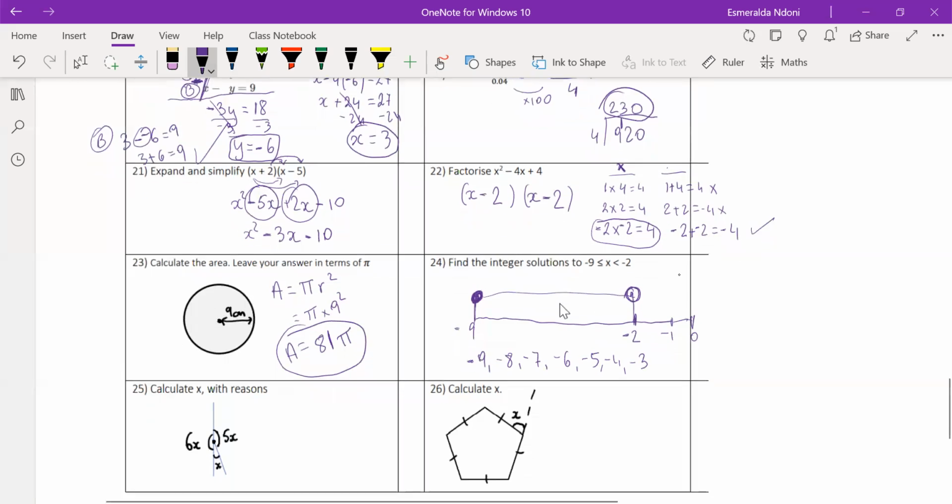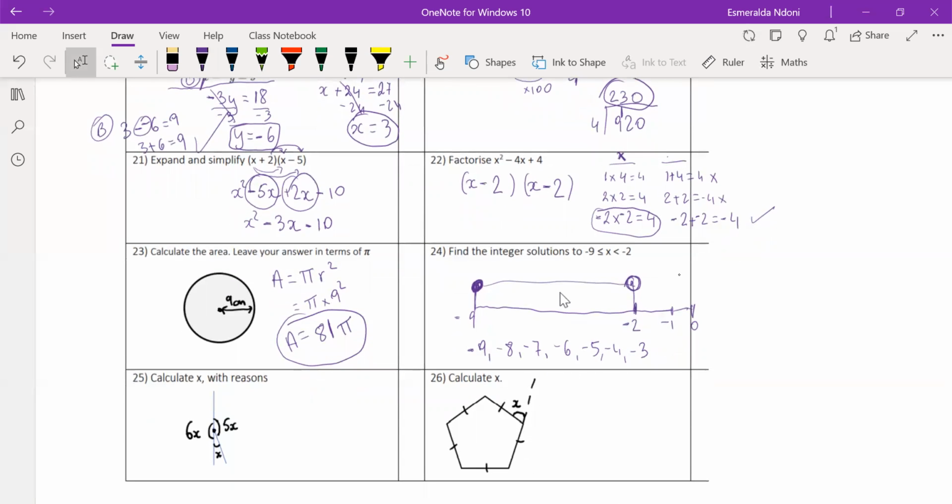Question 25, calculate x with reasons. Okay, so we know that a straight line is 180. So I have 5x plus x, it makes me a straight line. There's 6 x's together, and I know that the 6 x's are 180 degrees. Well, it's asking me for one of them, not 6 of them. So if I divide both sides by 6, I get x. So 180 divided by 6, x is 30. Nice and simple.